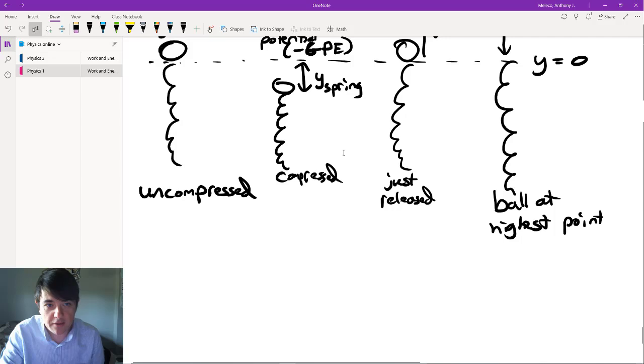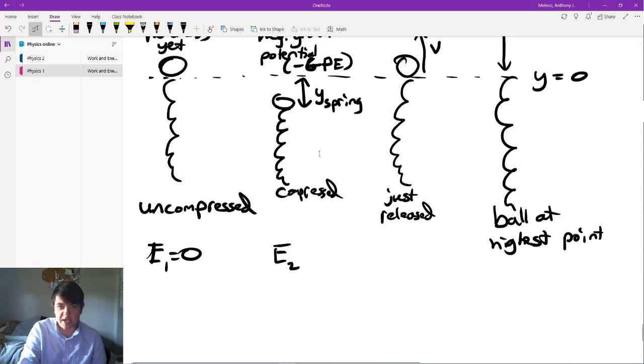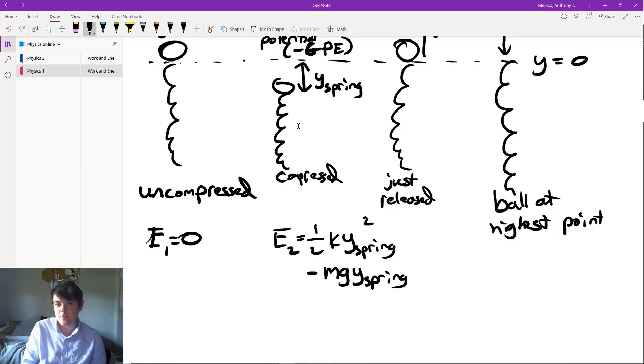So now let's mark out mathematically what our energies are. E1, again, 0. This is before anything happens. E2, we're going to have spring potential energy and negative gravitational. So E2 will have 1/2 k y spring squared, and then minus our gravitational potential energy, minus mg y spring, because y spring is our distance here. That's what I called it.